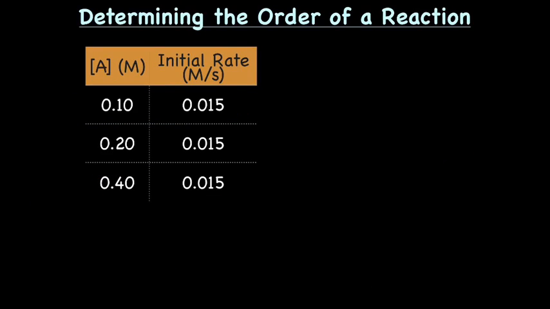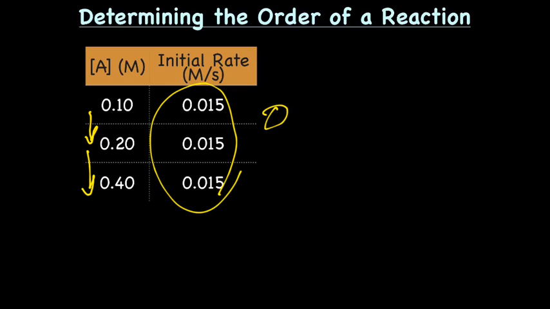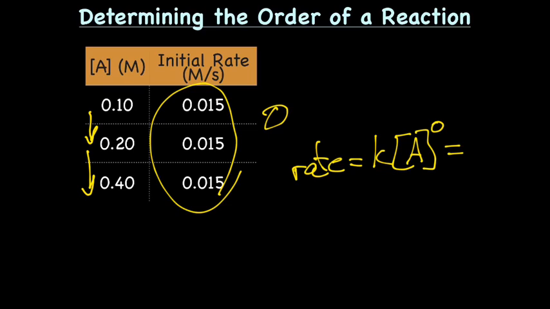Okay, and we'll take a quick look at this one. You will notice that the concentration is increasing, but the reaction rate stays the same. That means it's a 0th order, so we don't really have to even do any math, right? The reaction rate doesn't change, so we're going to have rate equals K concentration of A to the 0, which is basically K.